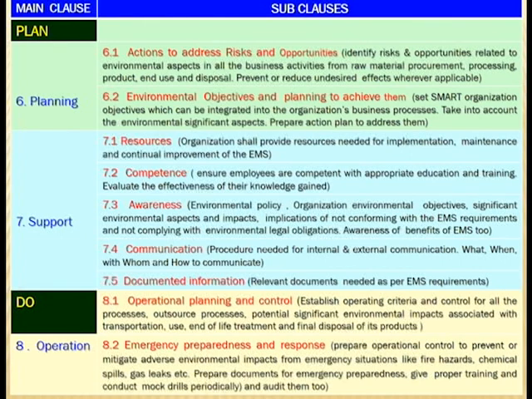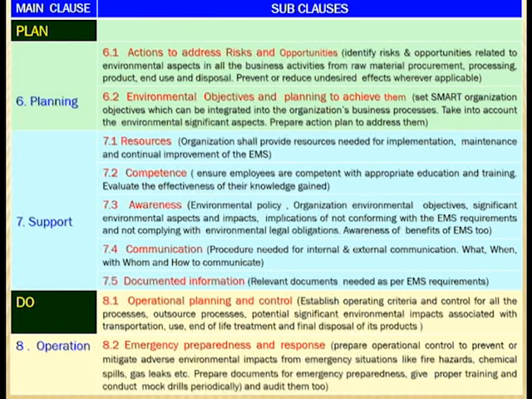7.4 is about communication. Management should have a procedure to spell out what to be communicated, when, with whom and how to communicate to all the interested parties concerned. Prepare and maintain a communication register as evidence.